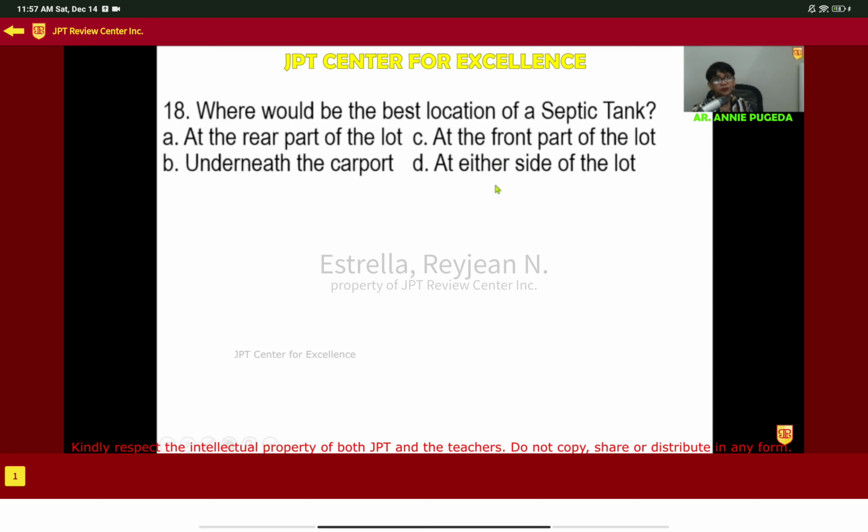Sinabi halimbawa rito, sa sitwasyon na to, masikip yung lote. Wala kang paglagyan ng septic tank, igilid mo. So, sa gilid ng carport, pwede. Kasi yun yung situation eh. Kaya pag nakita nyo to, either side, gilid.